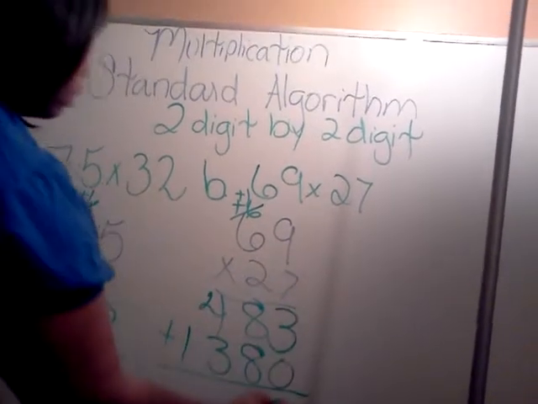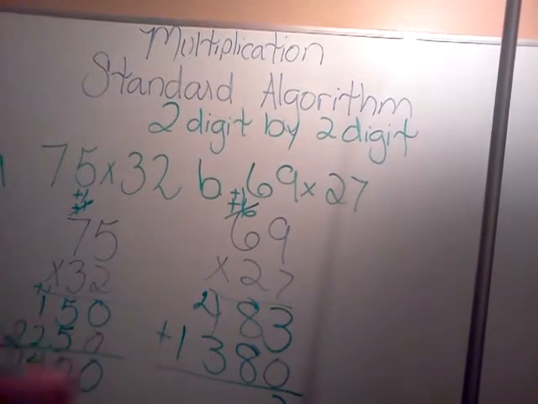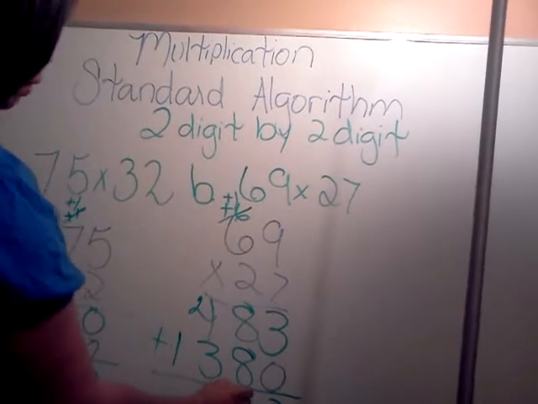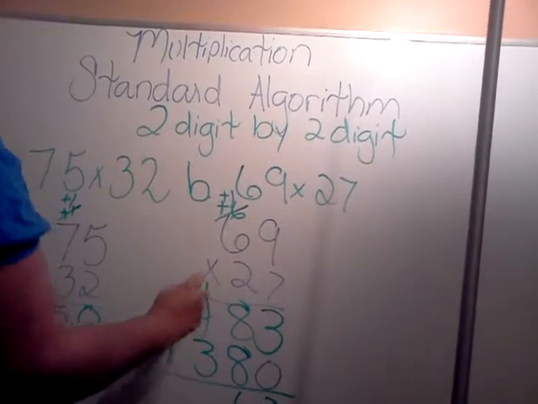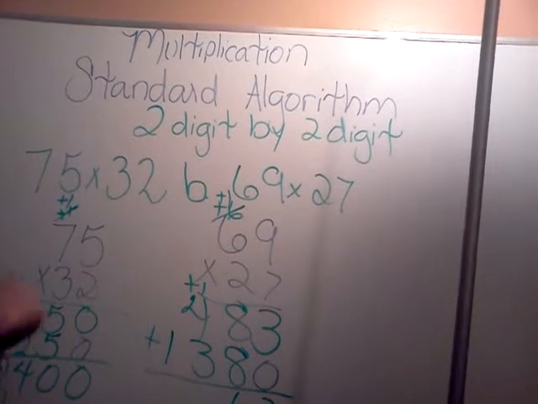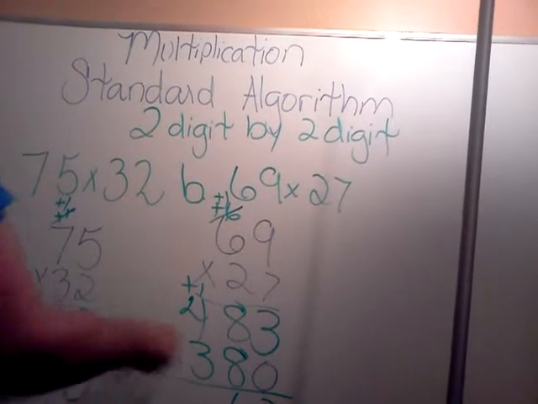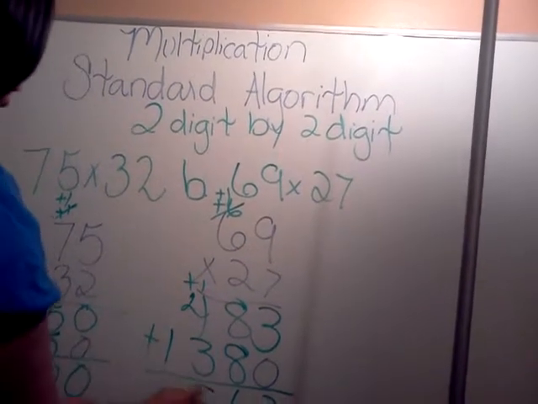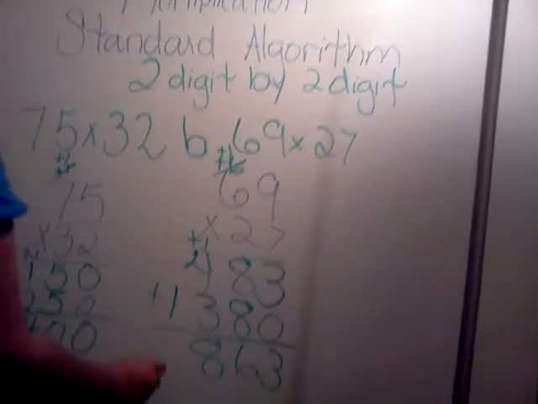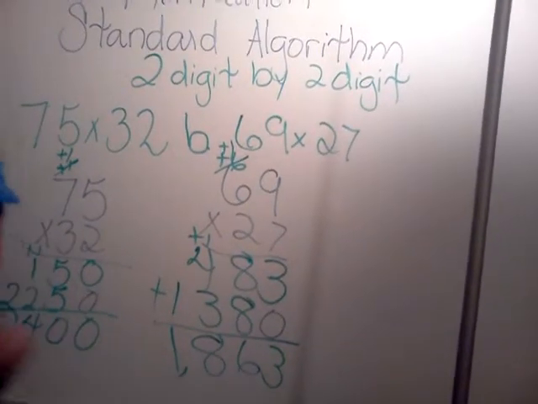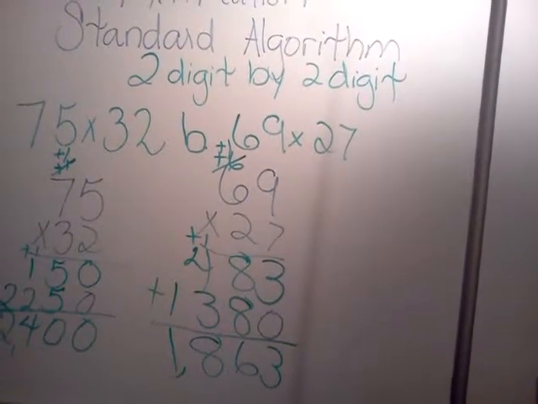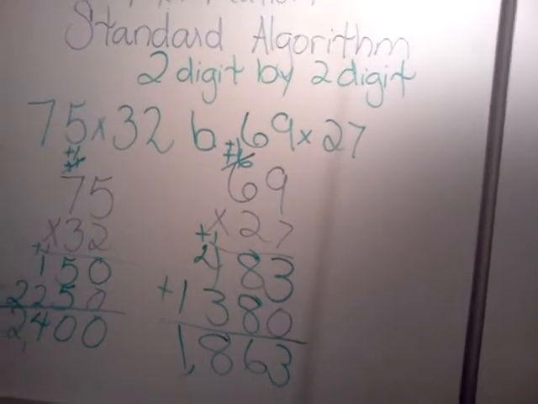Add the two products together. 3 plus 0 is 3. 8 plus 8 is 16. Put down the 6. Regroup the 1. 1 plus 4 is 5. 5 plus 3 is 8. 0 plus 1 is 1. Our answer is 1,863. Why don't you try C?